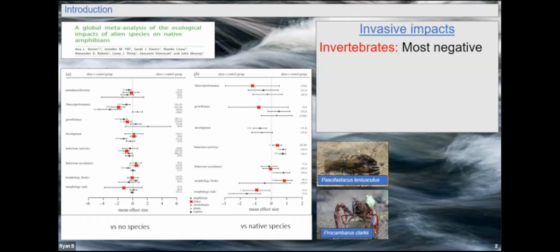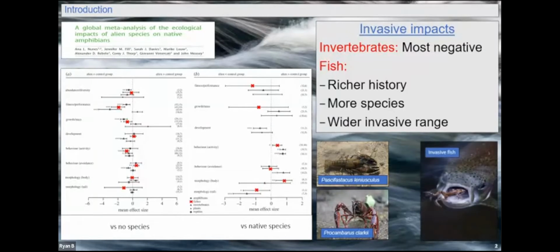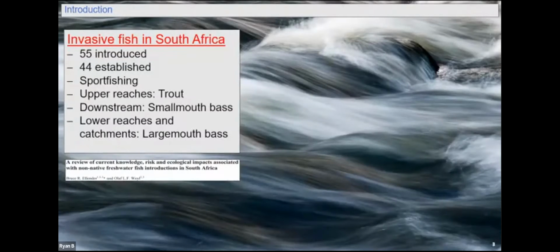Although these crayfish are highly impactful, alien fish have a richer history of introductions across more established species and with a wider invasive range, including countries like South Africa. A review of alien fish in South Africa found that 55 non-native fish species have been introduced to the country, with at least 44 successfully establishing. Sport fishing remains the leading contributor to continuous introductions, with most introductions occurring in fishless streams.